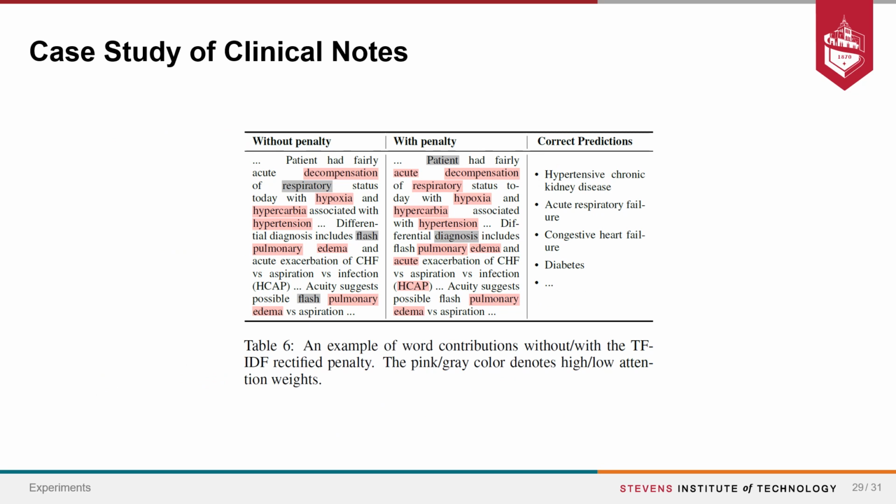We try to detect important words related to predictions and unimportant words that have no contributions based on attention weight. The pink color denotes important words and the gray color means unimportant words. We can see that some important words such as acute and respiratory are not detected without penalty. In addition, without penalty, some unimportant words like patient and diagnosis have high attention weight. Therefore, we can conclude that our designed TF-IDF-rectified attention can help to provide interpretability by detecting important words related to predictions.